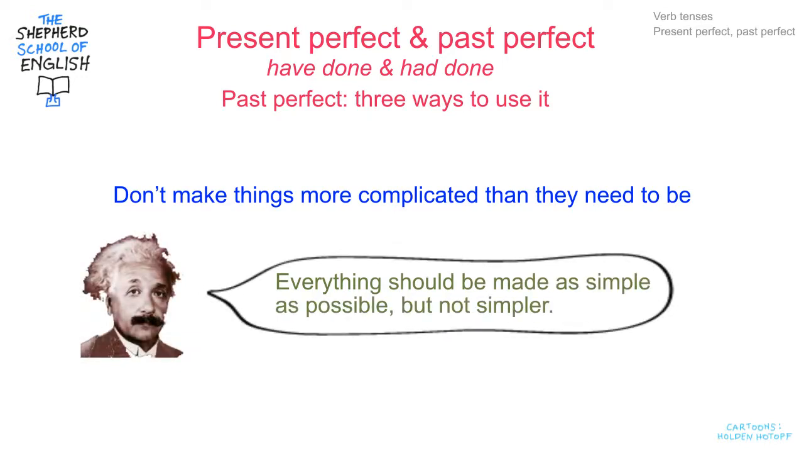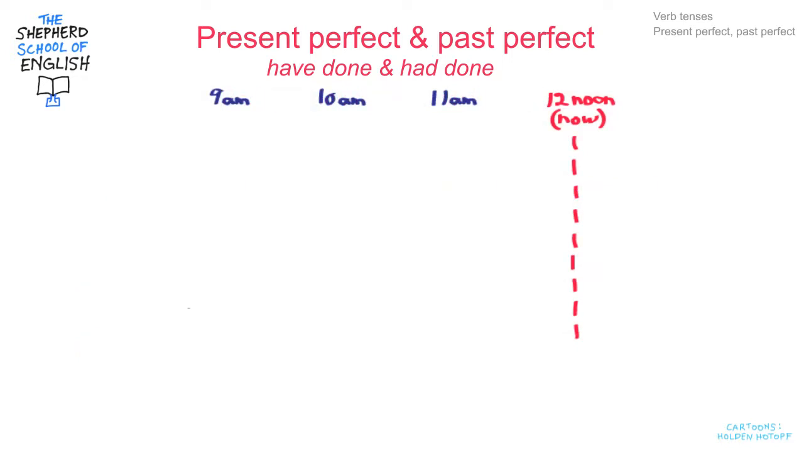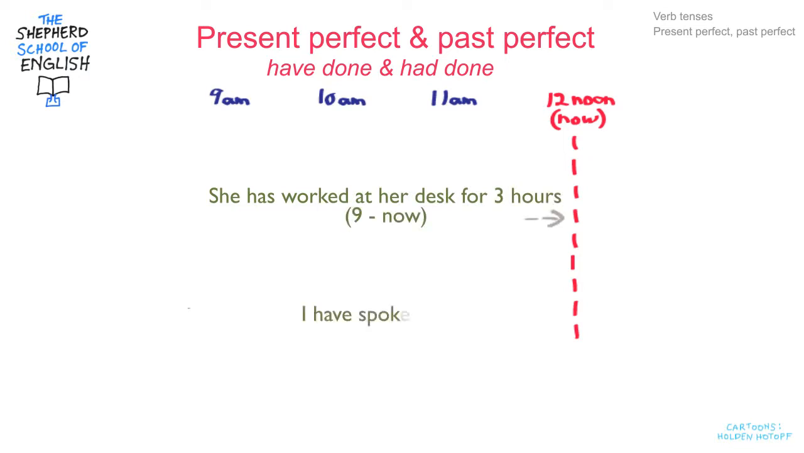And to finish, here's the same diagram we started with. And this time I'm going to add in the past perfect. First, the present perfect again. She has worked at her desk for 3 hours. That's from the past to the present. And then, I have spoken to her, which was in the past, but the speaker is interested in the fact that this is still alive in the present, and she's happy now.